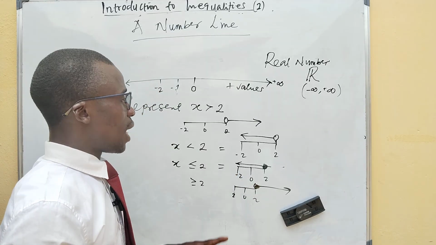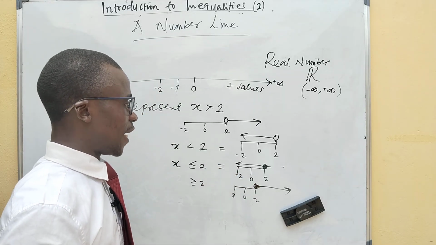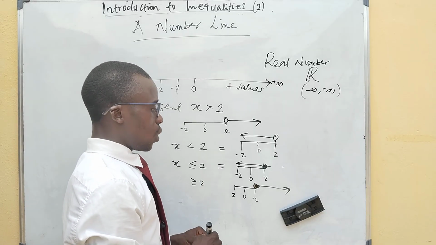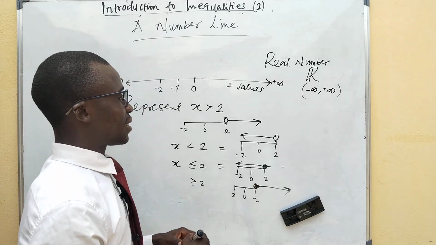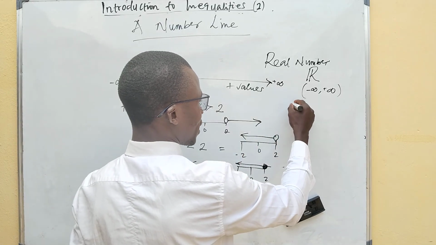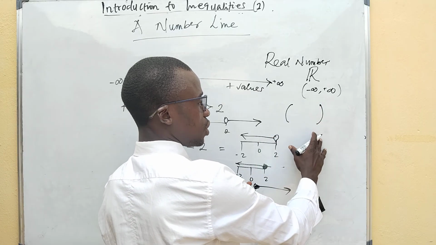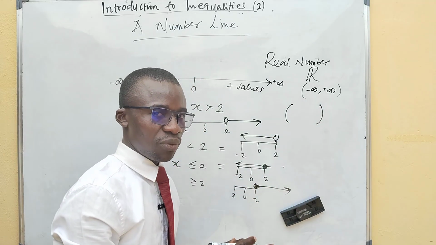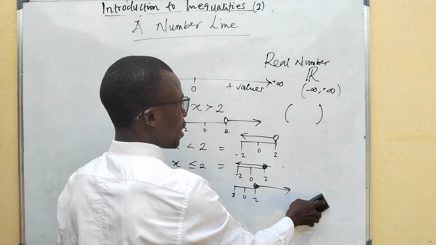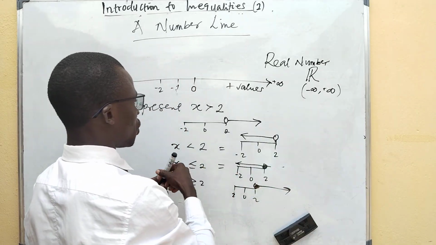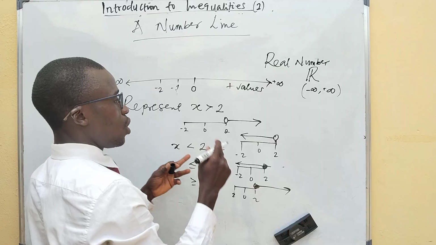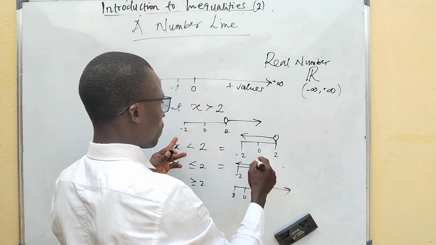Now how do we illustrate this better? Another way we can show this, like I said, if you have this kind of brackets, it means it is not inclusive. Let's take for instance the first question, x is greater than 2. How can we show it in this format?